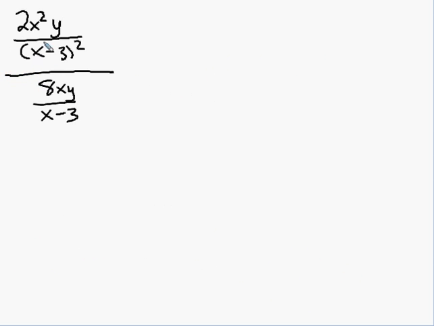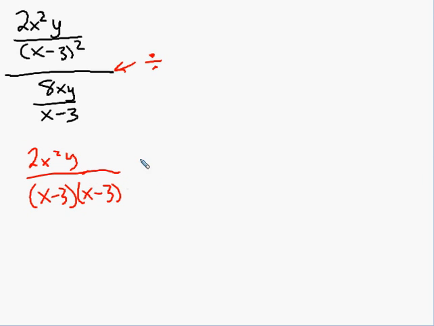Alright, big kahuna right here. This means to divide. So this is a division problem, so I'm going to keep flip change. So 2x squared y over x minus 3. This is squared, so I can do this if I want. And I do want. Times. I'm going to KFC right away. So this needs to flip around. X minus 3 over 8x.